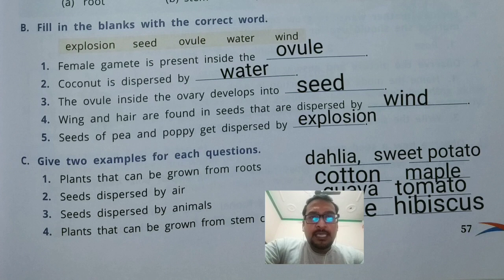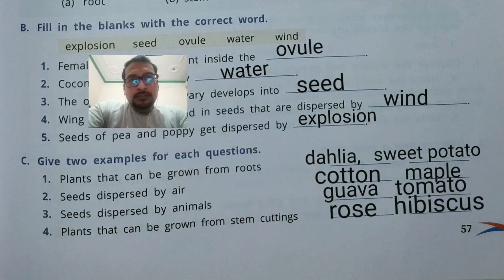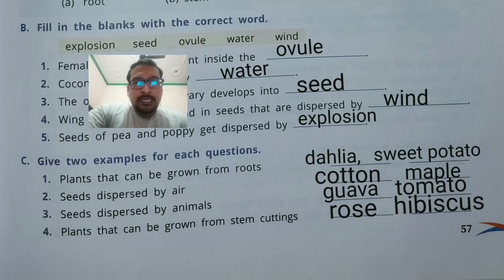Seeds of pea and poppy get dispersed by explosion. Okay, so these are some of the examples. So let's understand example number 1. Plants that can be grown from roots: dahlia and sweet potato. Number 2, seed dispersal by air: cotton and maple.